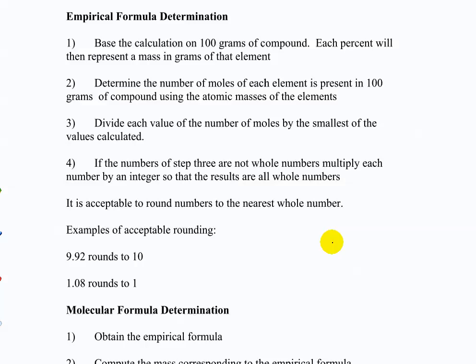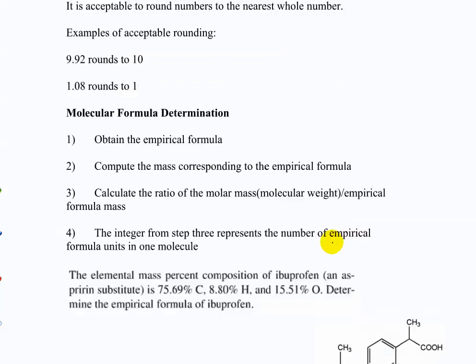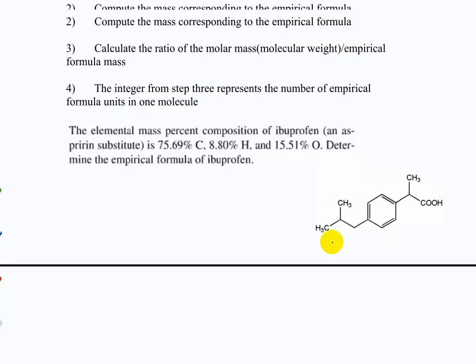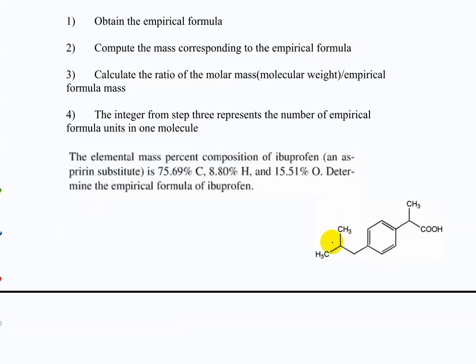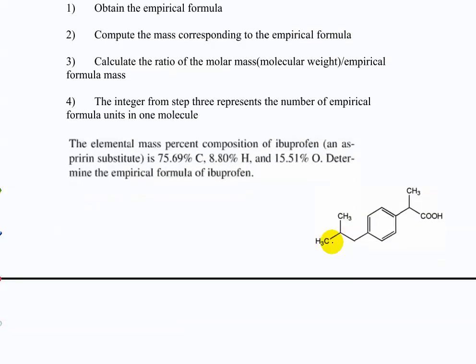Okay. So here's your example. The elemental mass percent composition of ibuprofen, which is a pain relief drug, is 75.69% C, and so on. You can read those. Determine the empirical formula. So from just those three numbers, you can figure out the empirical formula of ibuprofen.